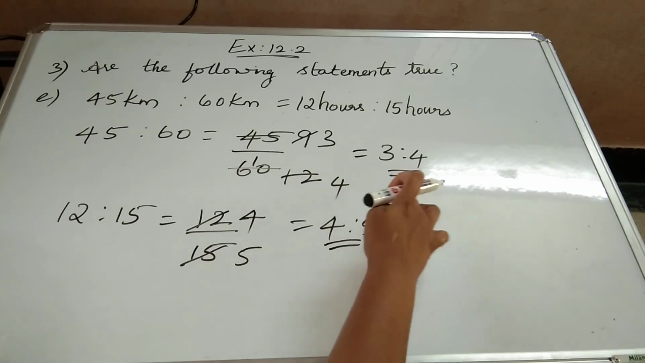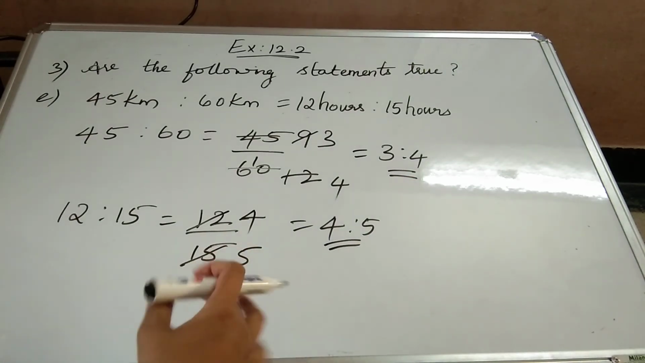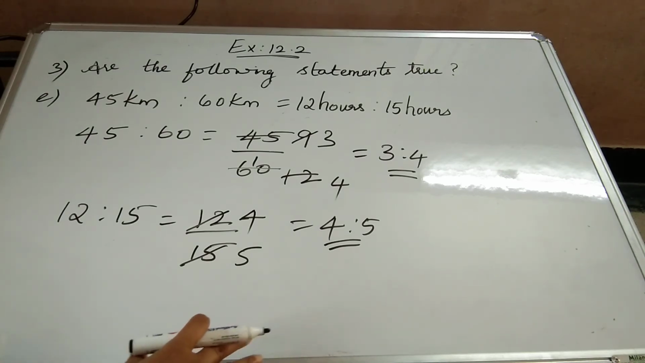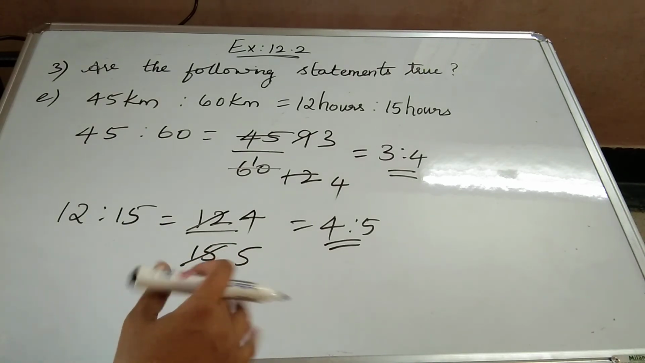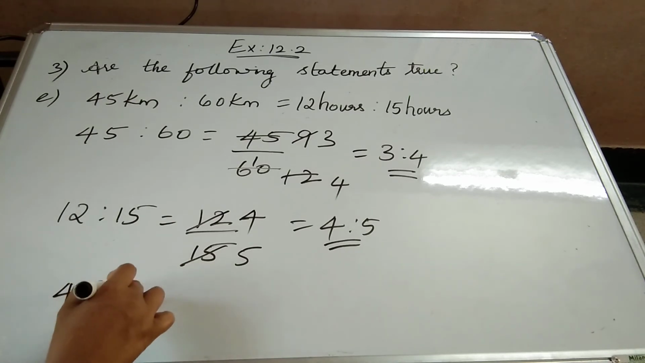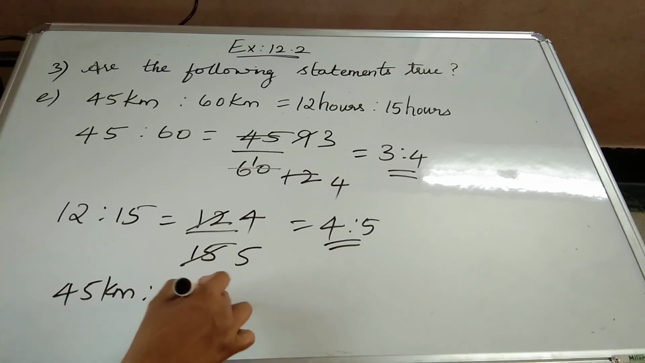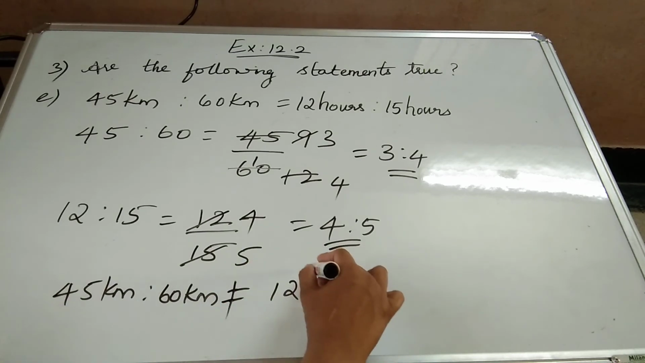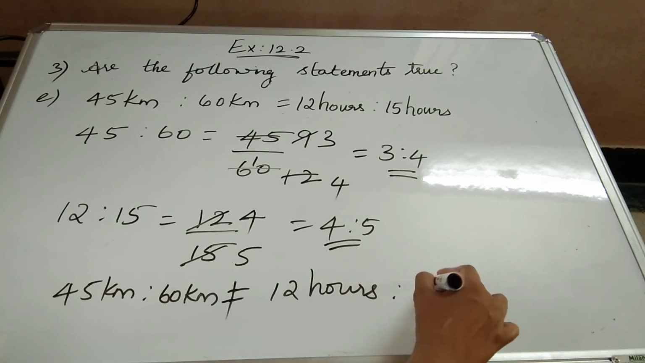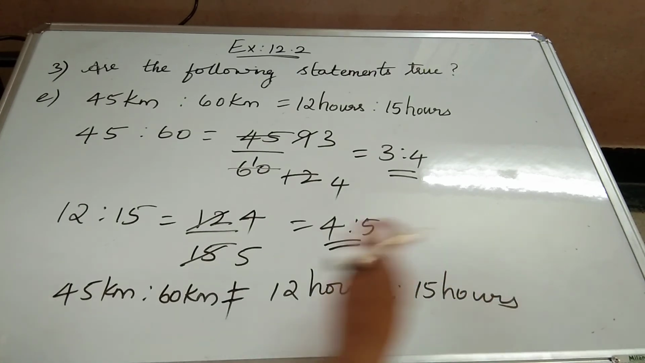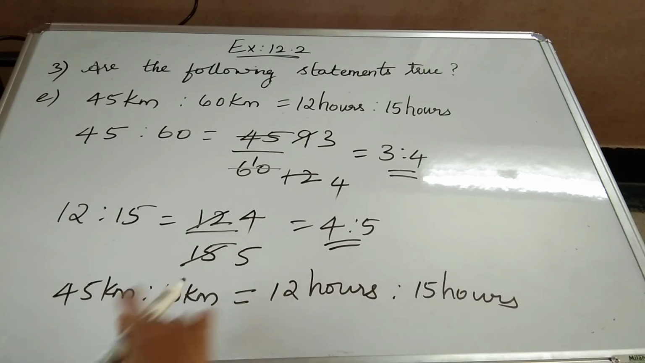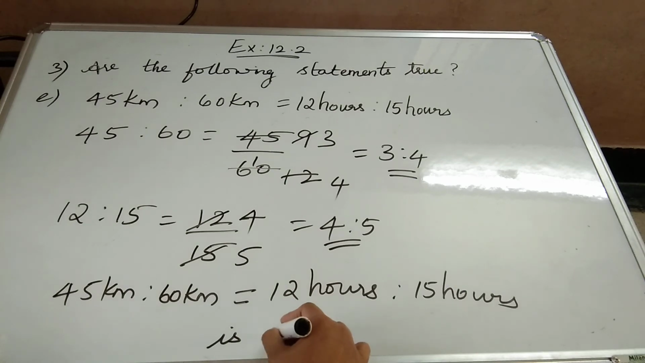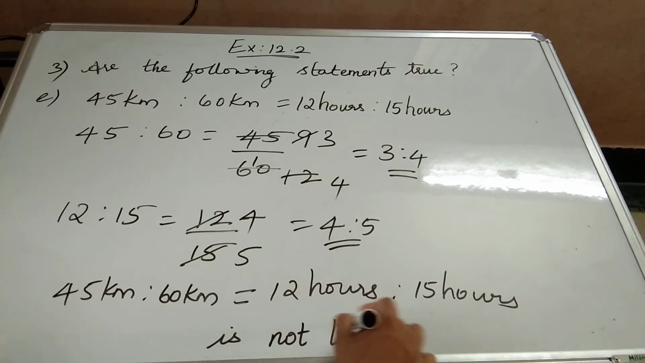Now 3 is to 4 and 4 is to 5. The ratios, they are not equal. So the given statement is not true. So we have to write not true. So 45 kilometer is to 60 kilometer is not equal to, or you write the given statement as it is, is not true. Clear, children?